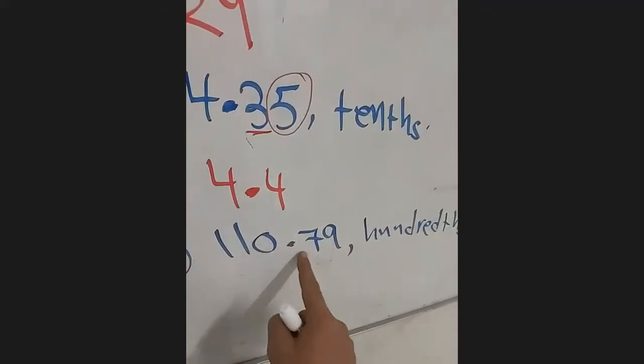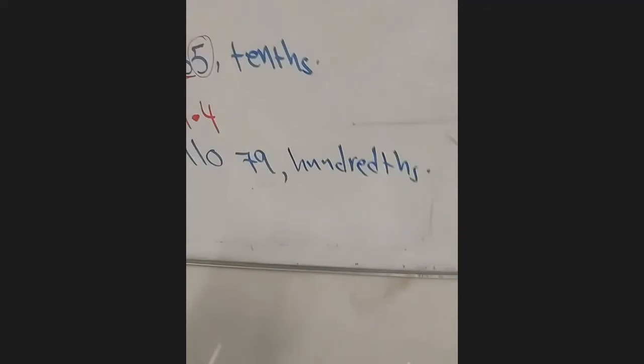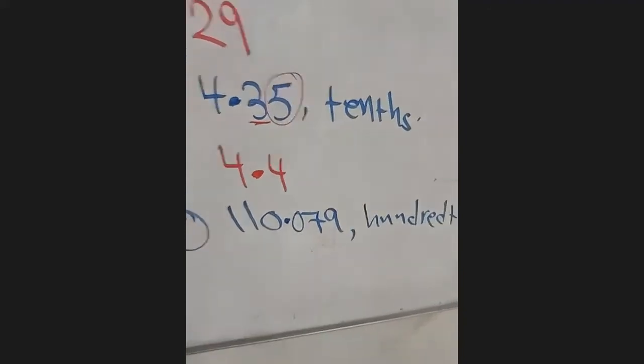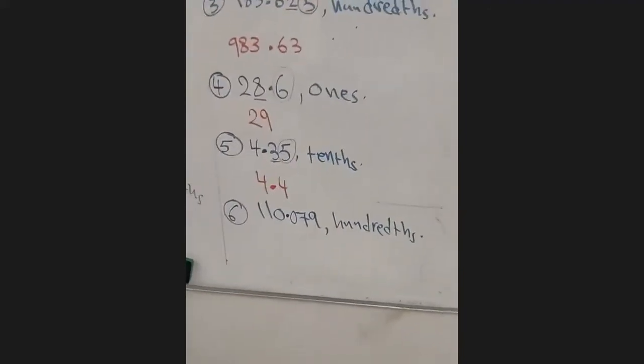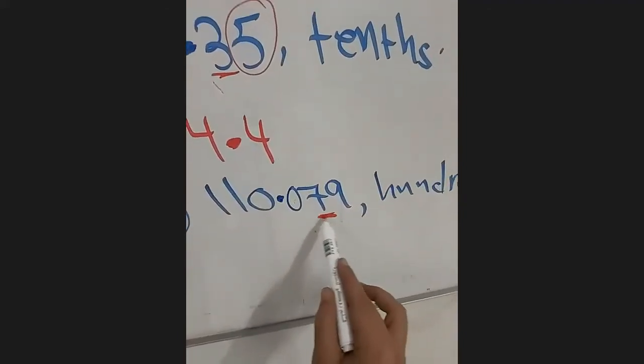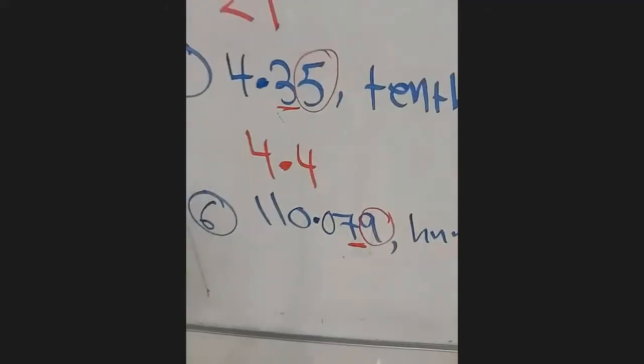110 decimal 079. Like this? Yeah. Okay, wait. Let me fix it. 0 decimal 0. Like this? Yes. So where is the hundreds? The hundreds is 7. After it we have 9.